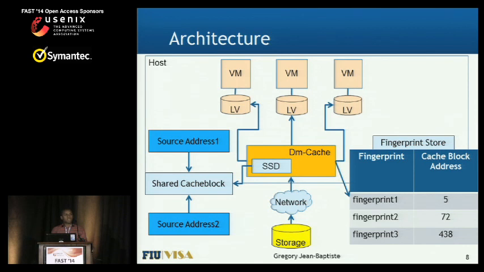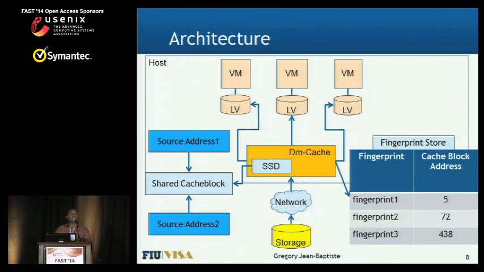So here's a diagram of the architecture that we're proposing. What you have is a physical host with several virtual machines running on it, each one with a logical volume attached. And they're all attached to DM cache, which is on top of the solid-state drive. Several cache blocks inside of the SSD can be shared by multiple source addresses. That means several VMs can be using the same cache block if the data that they're using is the same.